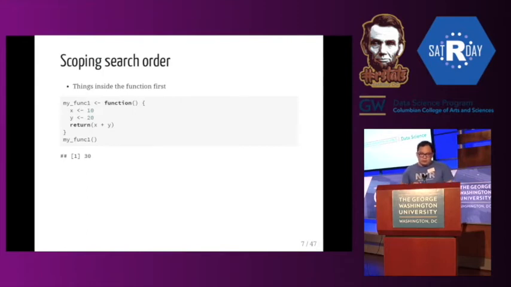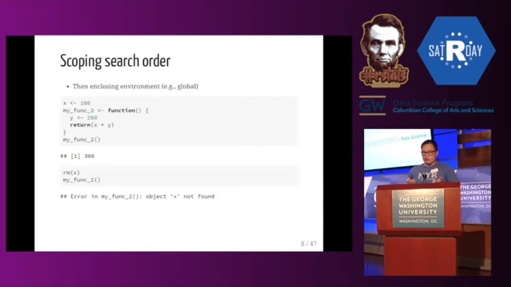So, for example, if we have this other function that does nothing, but just adds 2 values together, I can say, when I call this function, it's going to get the x and y that I defined within the function and return 30.